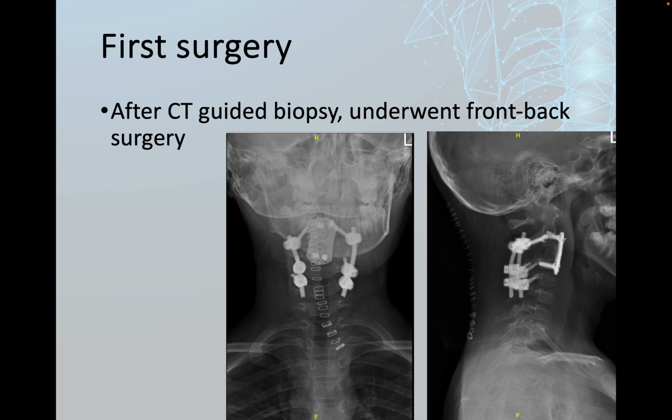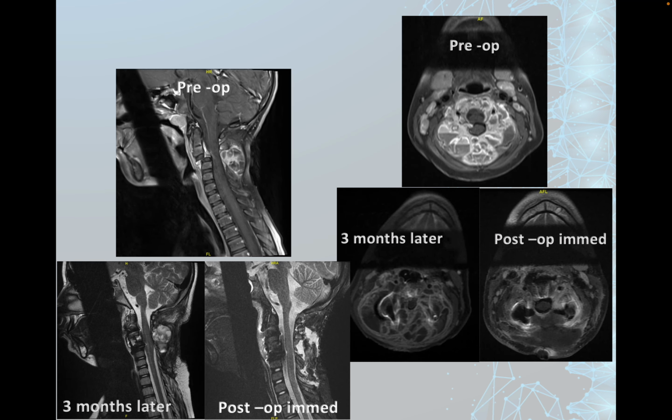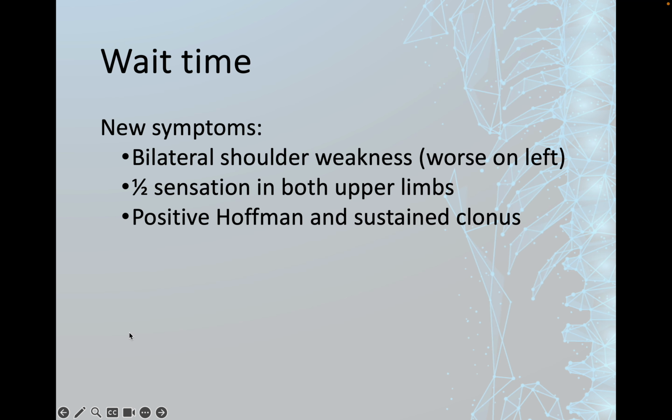CT-guided biopsy was obtained and confirmed the diagnosis, after which the patient underwent front-back 360 surgery, whereby a C3 corpectomy and iliac crest bone graft plus anterior plating was done, and afterwards a posterior lesion resection and instrumentation from C2 to C5 was performed. Unfortunately, upon follow-up, the patient was found to have recurrence, as you can see here on imaging that was done 3 months after the surgery.